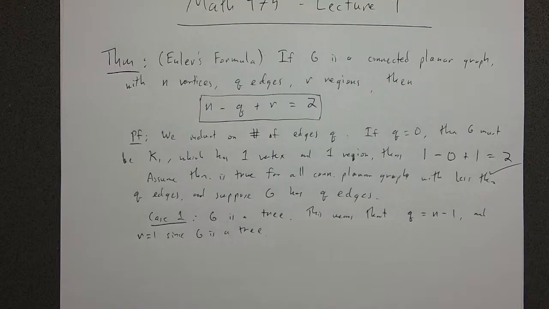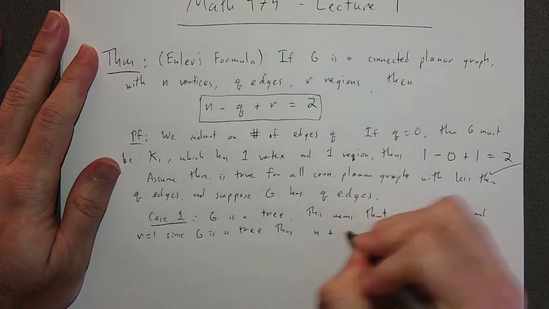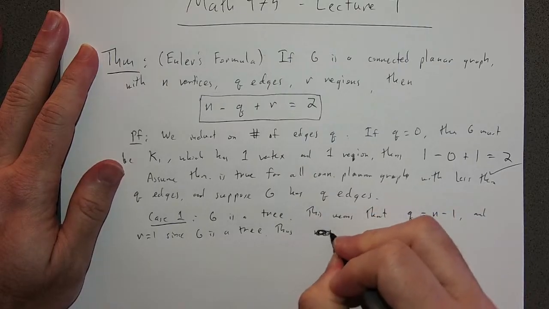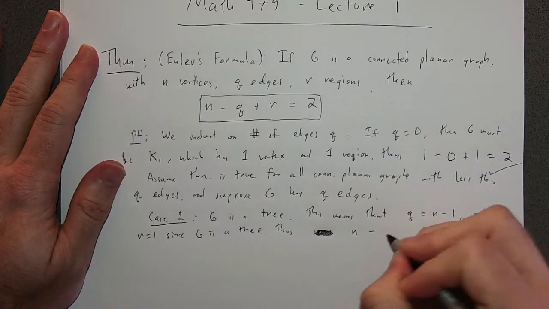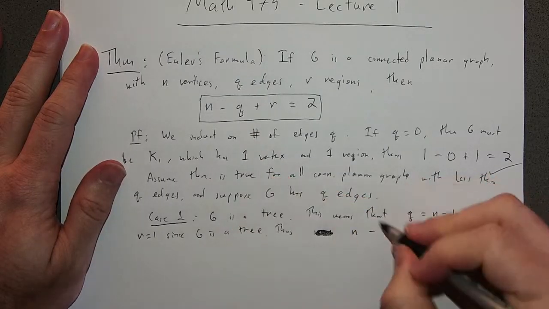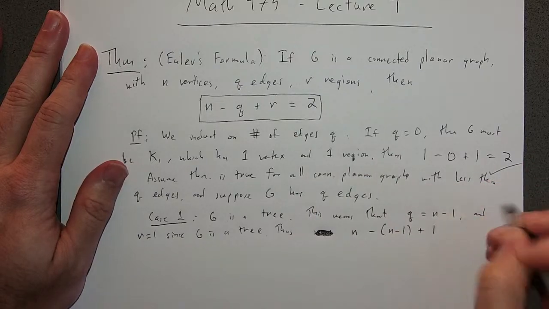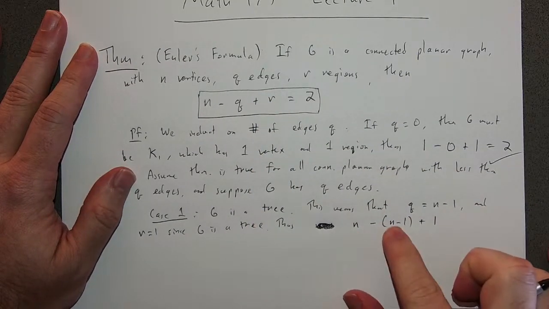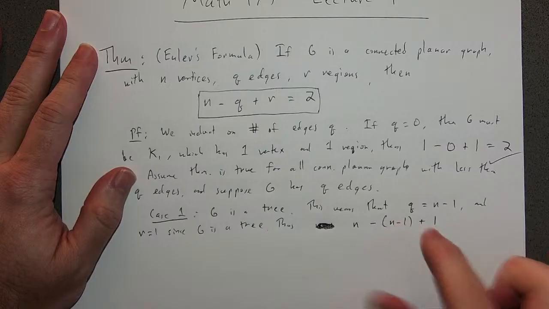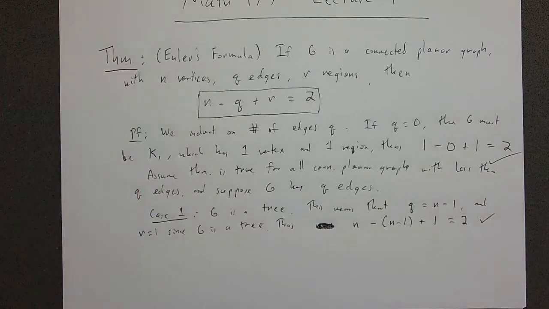So n, sorry, I'm going to have to redo that: n minus q, but q is n minus 1, plus 1, which is the number of regions here. This is n minus n is 0, minus 1 is 1, plus 1, 1 plus 1 is 2. And the result holds in this case.